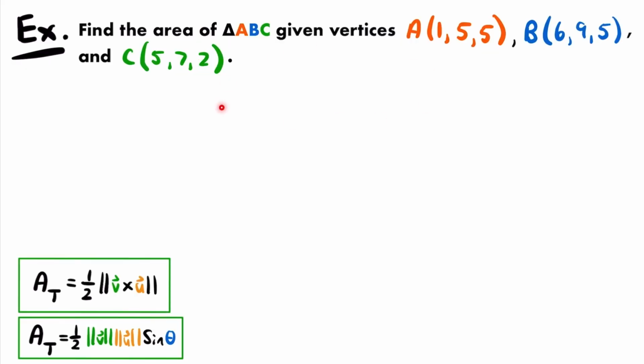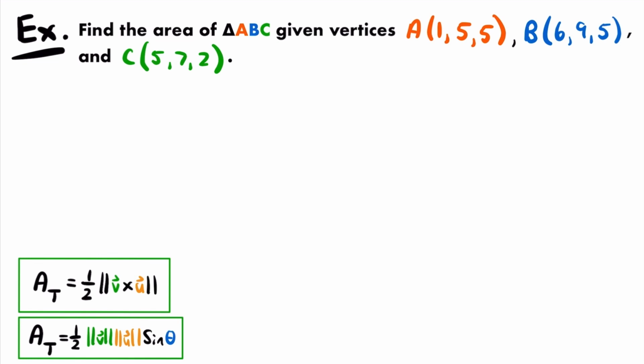Okay, so here's our last example. We want to find the area of triangle ABC given vertices A, B, and C. Now A is the point (1, 5, 5), B is the point (6, 9, 5), and C is the point (5, 7, 2).